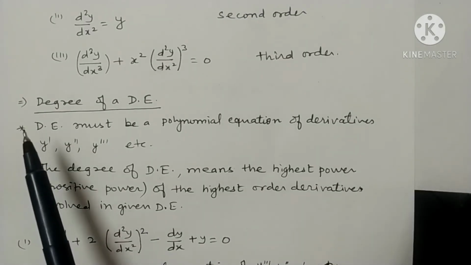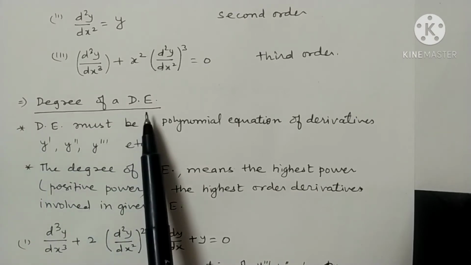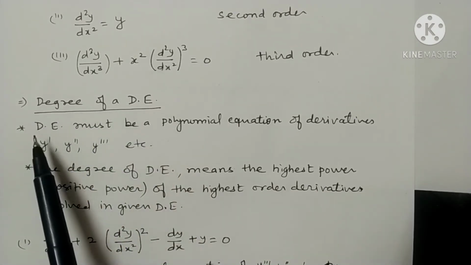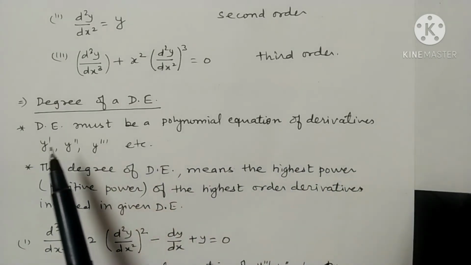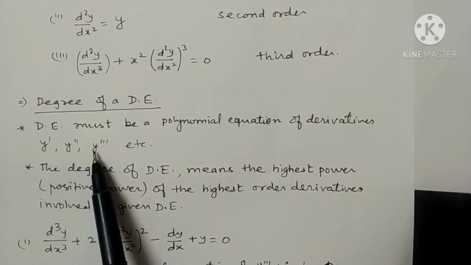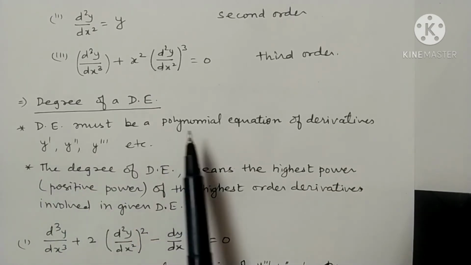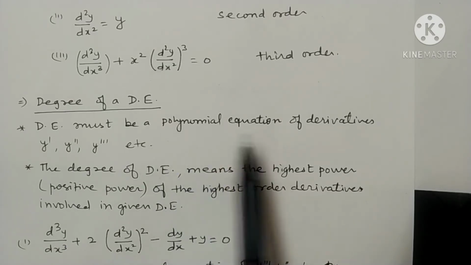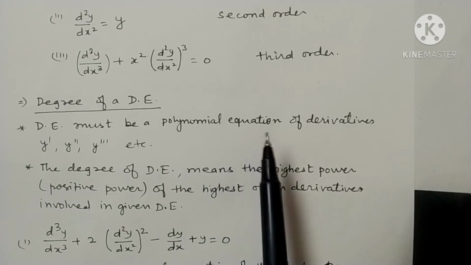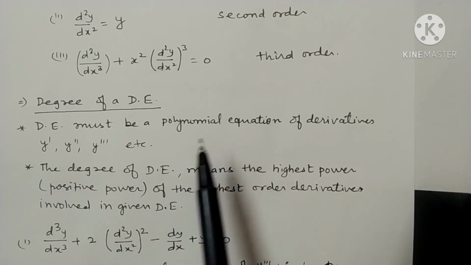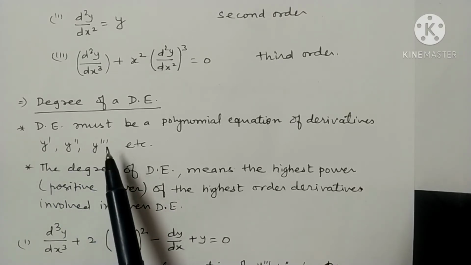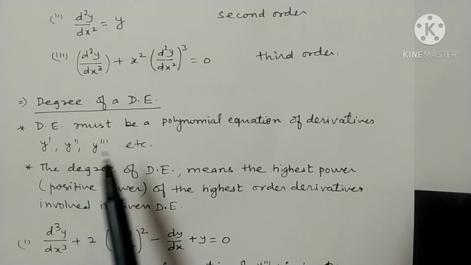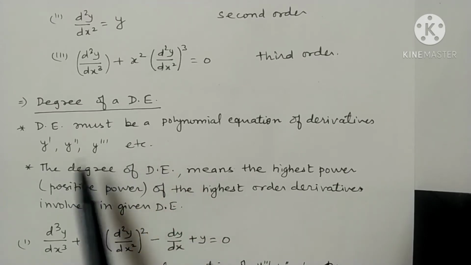Now look here, we have another important concept, the degree of a differential equation. Look here, the differential equation must be a polynomial equation in the derivatives y dash, y double dash, y triple dash, etc. This means the differential equation must be polynomial. First you check the polynomial equation in the derivatives. These y dash, y double dash and y triple dash have only positive powers, power 2, 3, 4.